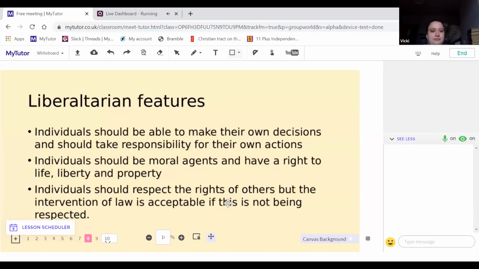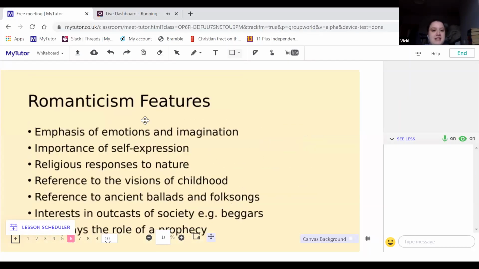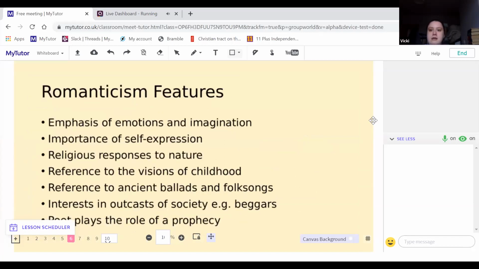Right, so was it this one, the romantic features you wanted to look at, I think? That's fine, Emma, don't worry. I'll leave it running for you guys in the background.